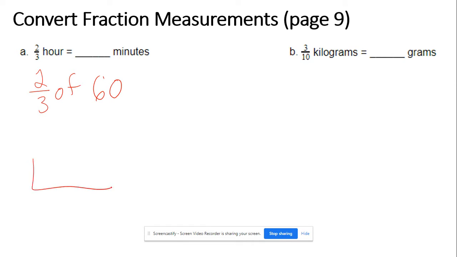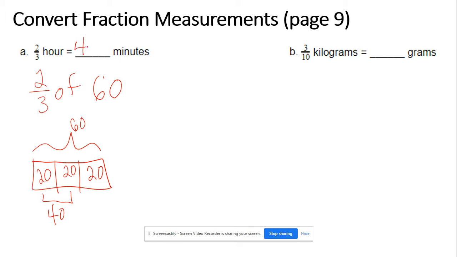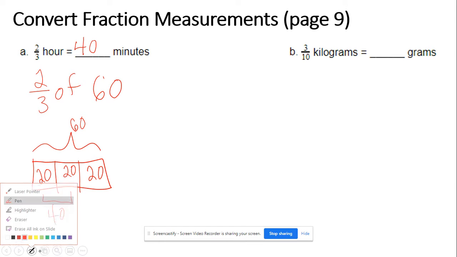The first way is by drawing a tape diagram. We know our whole is 60, so that's how many minutes are in an hour. We're going to break this into 3 groups because our denominator is 3. 60 broken into 3 groups is 20 for each group. But we're not looking at all 3 groups. Our numerator is 2, so we know we're just looking at 2 groups. 20 plus 20 is 40. So 2/3 of an hour is 40 minutes.